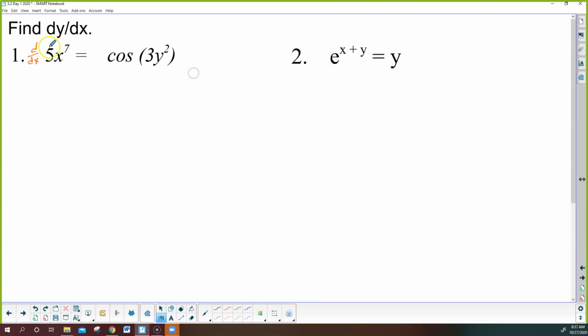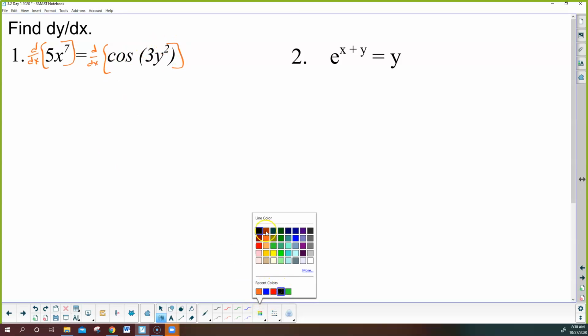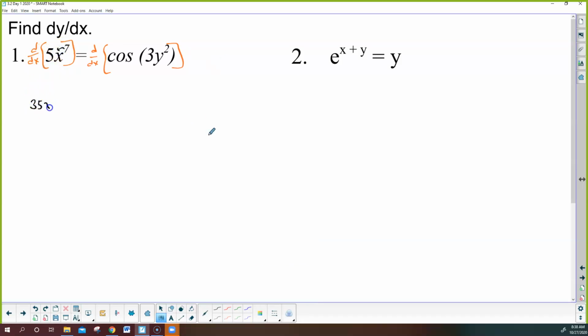And what do we do? We're going to take the derivative with respect to x of both sides. Why is it with respect to x? Because that's our independent variable. So what do we got? 7 comes down, multiplies by 5, and I get 35x to the 6th times dx/dx. I took the derivative of x, so I have to write dx/dx. Kind of like the chain rule if you want to think of it.